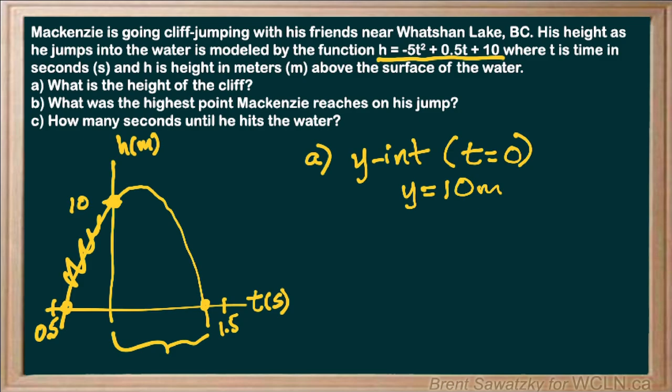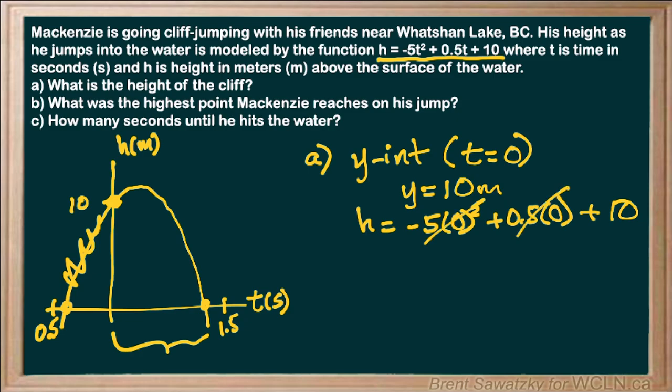Now, another way to answer that one, somebody may come along and say, why don't we just plug t equals 0 into our equation? And it's actually surprisingly easy, because if we take a look at it, 0 squared plus 0.5 times 0, and anything times 0 is 0, right? So that means this is all gone, and we're left with 10. So either way is perfectly good to justify how you determined what the height of the cliff is. Okay, on to part B.